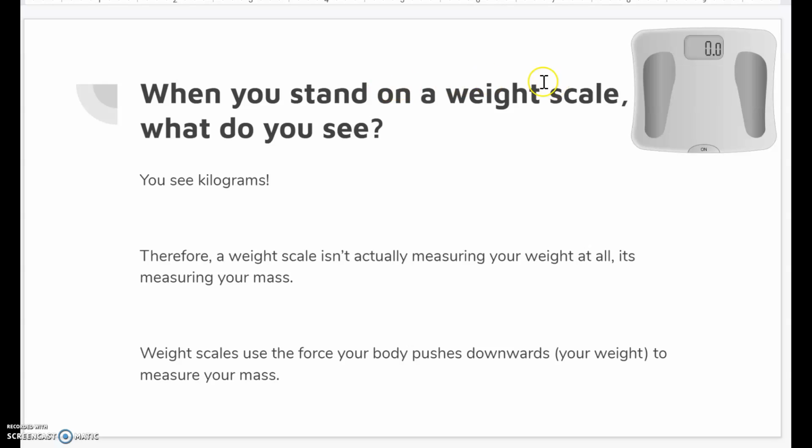When you stand on a weight scale, what do you see? The answer is that you see kilograms. That's the number that you would see here. Therefore, a weight scale isn't actually measuring your weight at all, it's measuring your mass. Weight scales use the force your body pushes downwards, your weight, to measure your mass. And so that name is a little bit misleading.